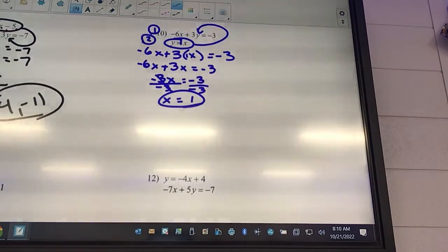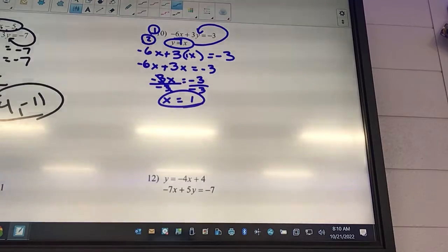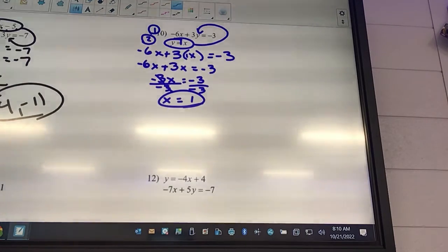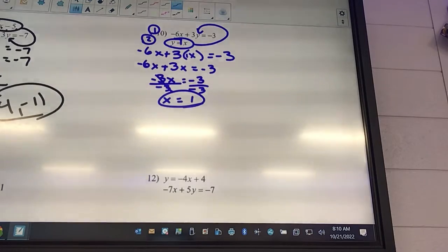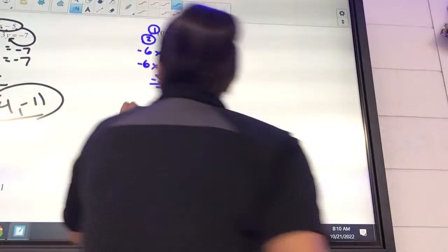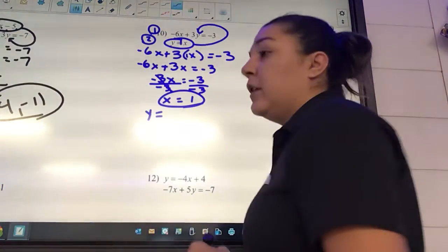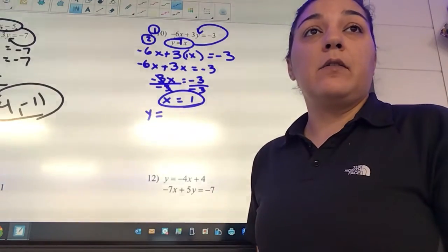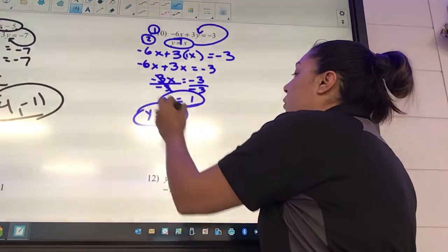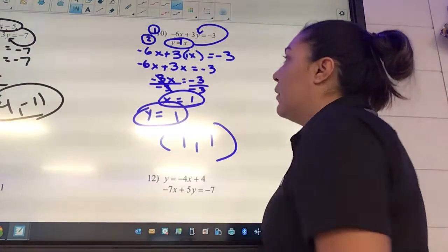Okay, where does that get plugged into? Okay, how did you get y equals 1 though? Explain. Where does it get plugged into? Okay, into the one that we have circled, which is what? Y equals x, and what is our x? 1. Okay, so we know that our coordinates should be 1, 1.